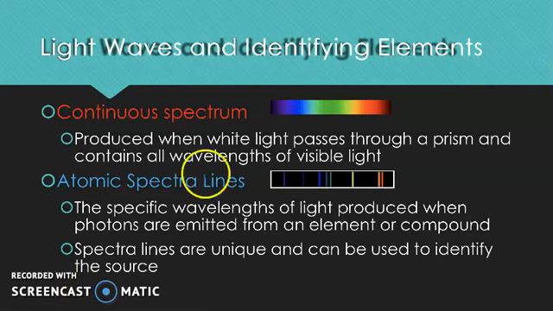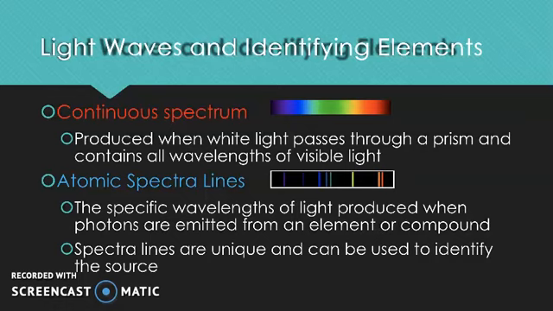So when you look at this continuous spectrum here, that's when we see the entire rainbow. That's produced when white light passes through a prism. White light contains all the wavelengths of visible light, so when you pass it through the prism, it diffracts the light and you can see all the colors. But when we look at atomic spectral lines, you only see the specific wavelengths of light that are produced based on what electrons they have, what their ground states are, and how excited they get when we add energy in the form of heat or any other type of energy.